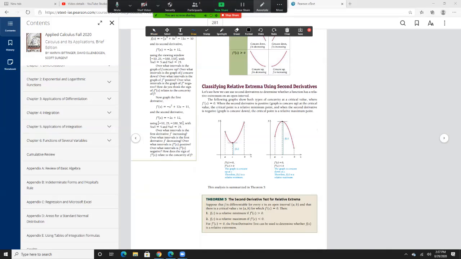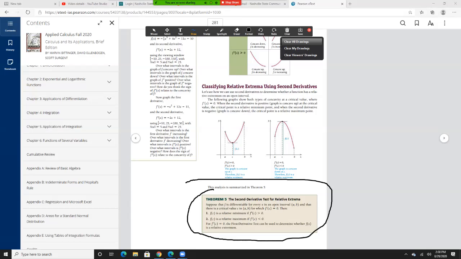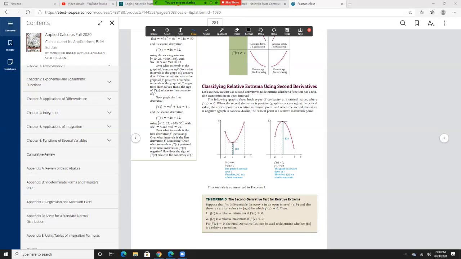Let's talk about Theorem 5 quickly here. The second derivative test. The second derivative test is the test for concavity, and it works like this. If you set the second derivative equal to 0, that will create intervals, and then you can, upon inspection, determine whether or not the graph is concave up or concave down. It's a lot like doing the first derivative test. The first derivative test tells you whether or not the graph is increasing or decreasing, whereas the second derivative test will tell you whether or not the graph is concave up or concave down on a given interval.